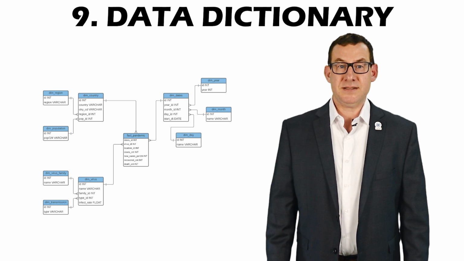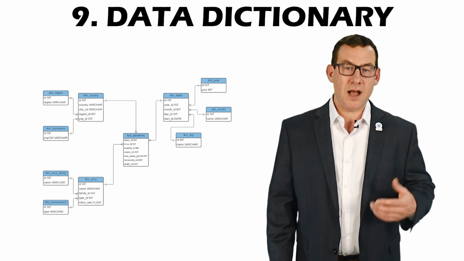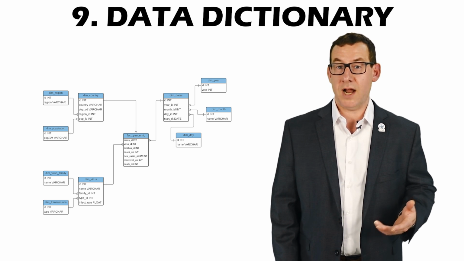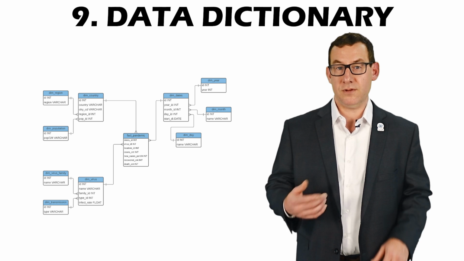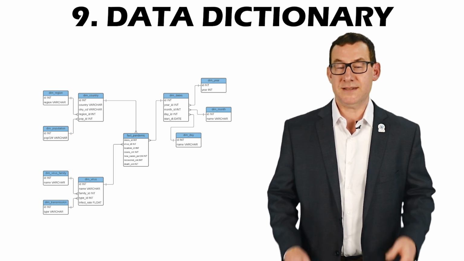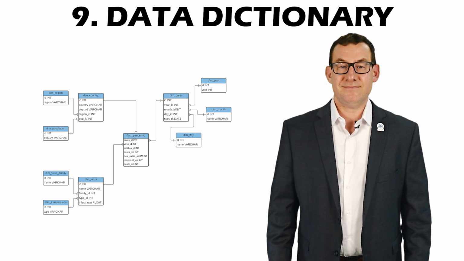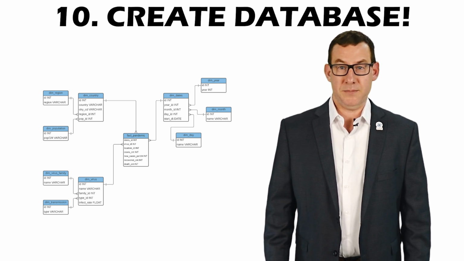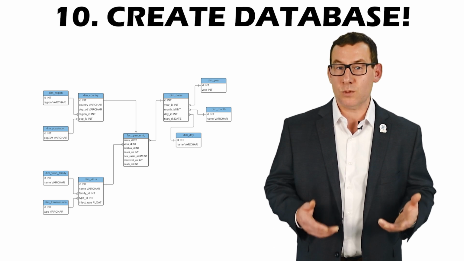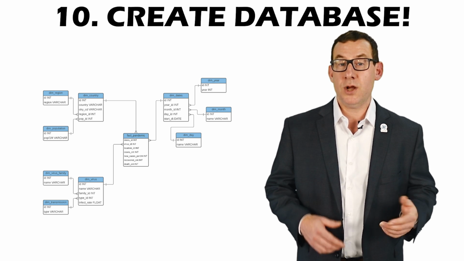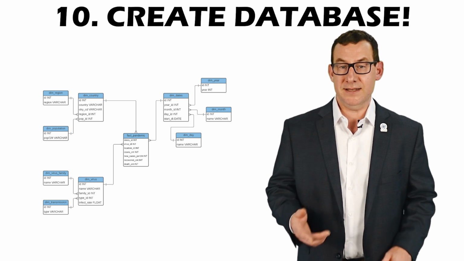Step 9 of database design. Document the database design. Create a data dictionary describing each table, field, and relationship. Document any business rules or assumptions. Step 10 of database design. Implement the database. Create the actual database using a database management system. Set up tables, relationships, views, and indexes.